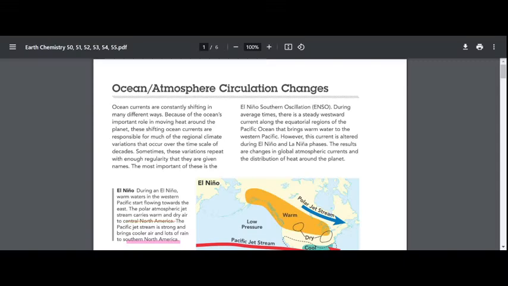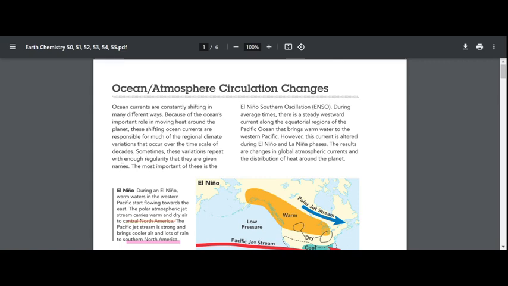All right, so ocean atmosphere circulation changes. Ocean currents are constantly shifting in many different ways. Because of the ocean's important role in moving heat around the planet, these shifting ocean currents are responsible for much of the regional climate variations that occur over the time scale of decades.